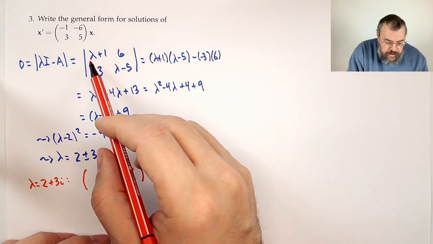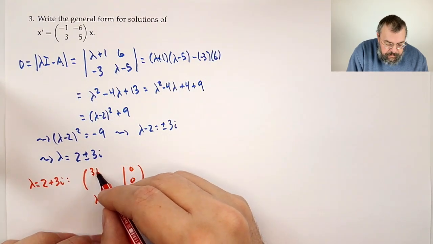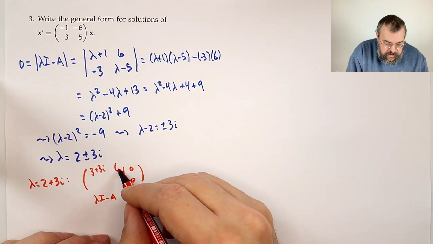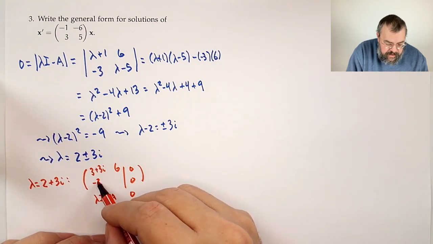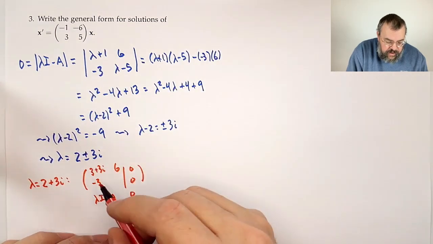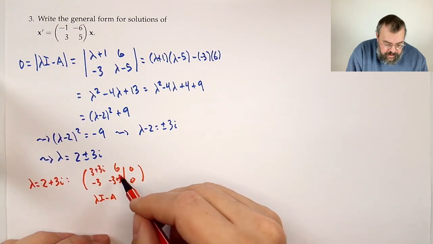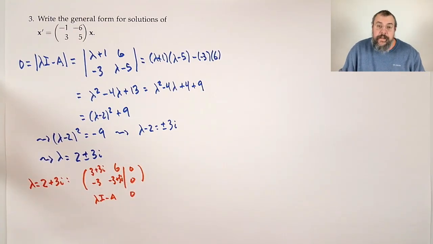So put lambda as 2 plus 3i, so 2 plus 3i plus 1 is 3 plus 3i, and you get 6, and downstairs minus 3. And here you'd have minus 5 would be minus 3 plus 3i. All right, now what do you do?